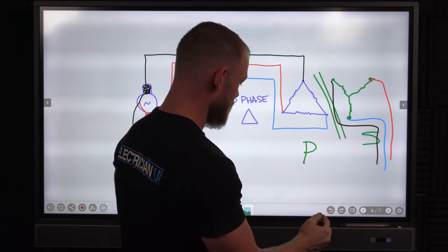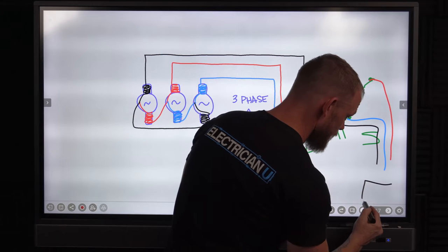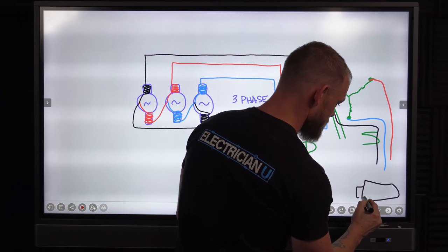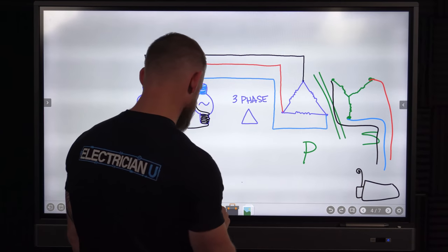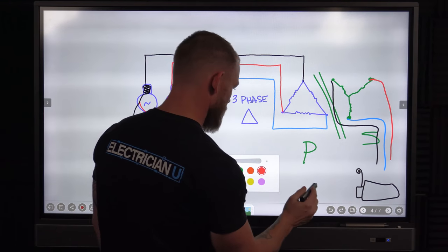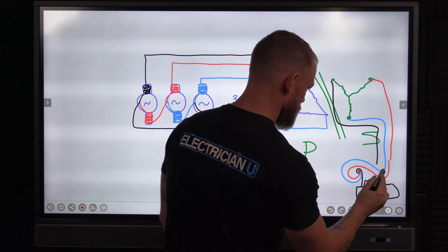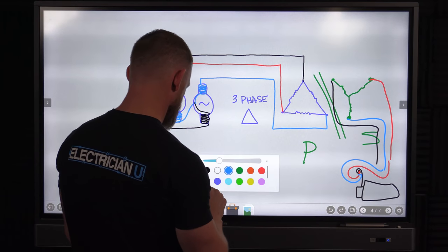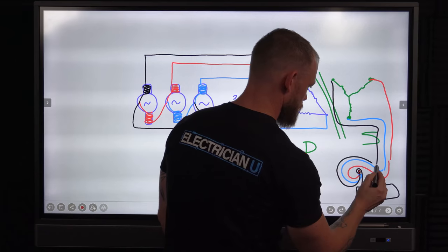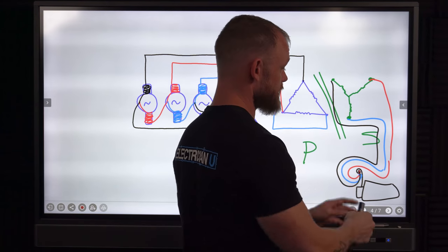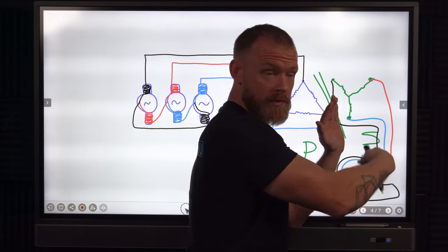But there we have three phase that we would run to a building. On the building, we've got a service and we've got a weatherhead, just like we did before, where we will have three phase run into that building. So this is the secondary circuit. So again, complete loop, complete circuit.